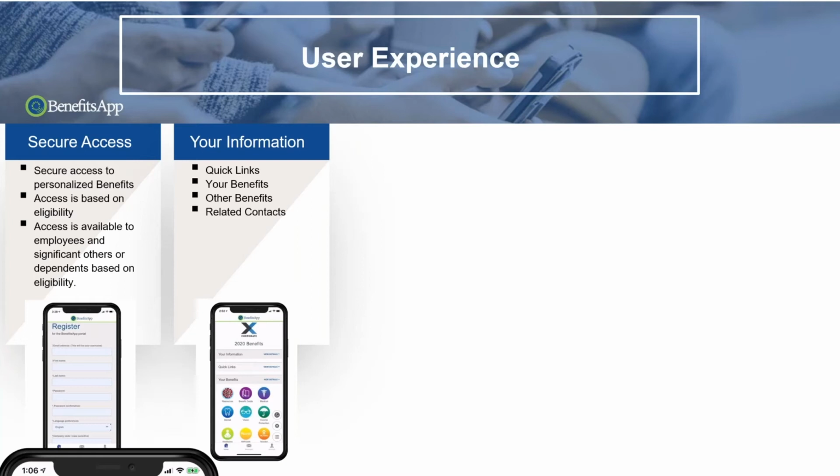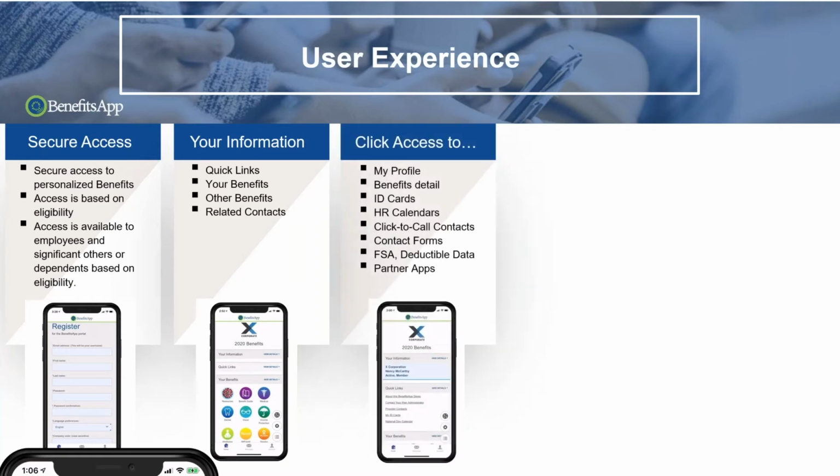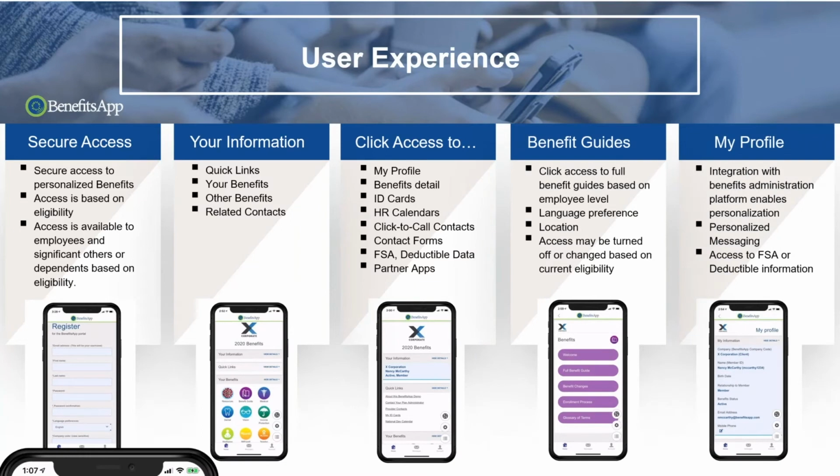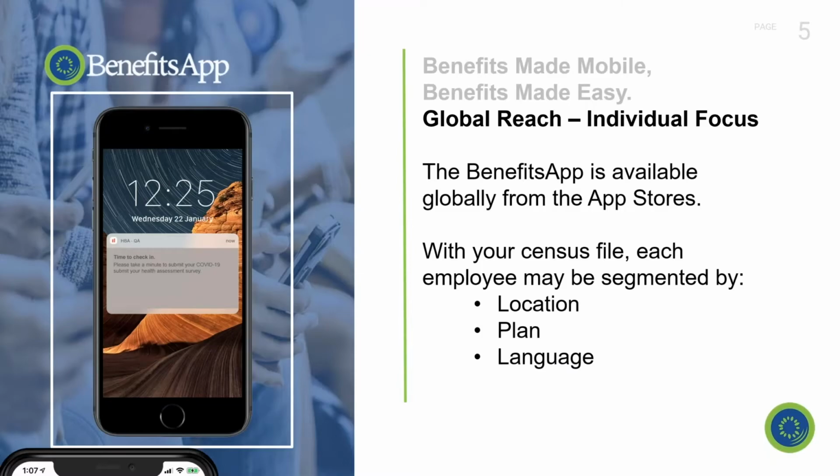Within the Benefits app, you have quick links, access to your benefits and other content, as well as now the COVID-19 survey. We have other core features, which are scan your ID cards, human resource calendars, click to call your plan administrator or human resource contact, any other data that you would like to provide within the Benefits app. We have access to benefits guides, and then your profile information relative to your census. In addition to that, we now have added our COVID-19 survey.